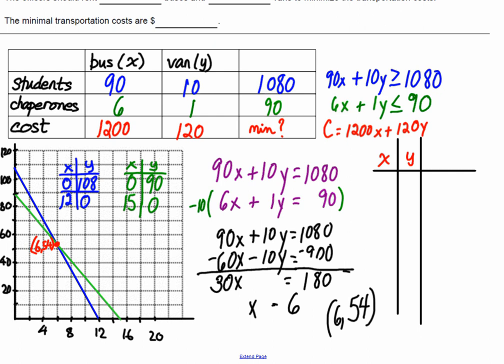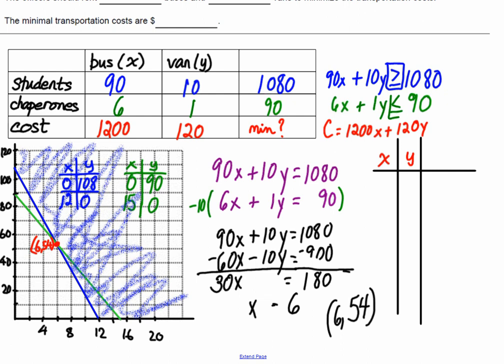Now notice in our first equation with students, it has to be greater than or equal to 1080. So that means we're going to shade above the blue line. The equation for the chaperones is less than or equal to 90. So we're going to shade beneath the green line, or under the green line. And if you look closely, you can see where they overlap.